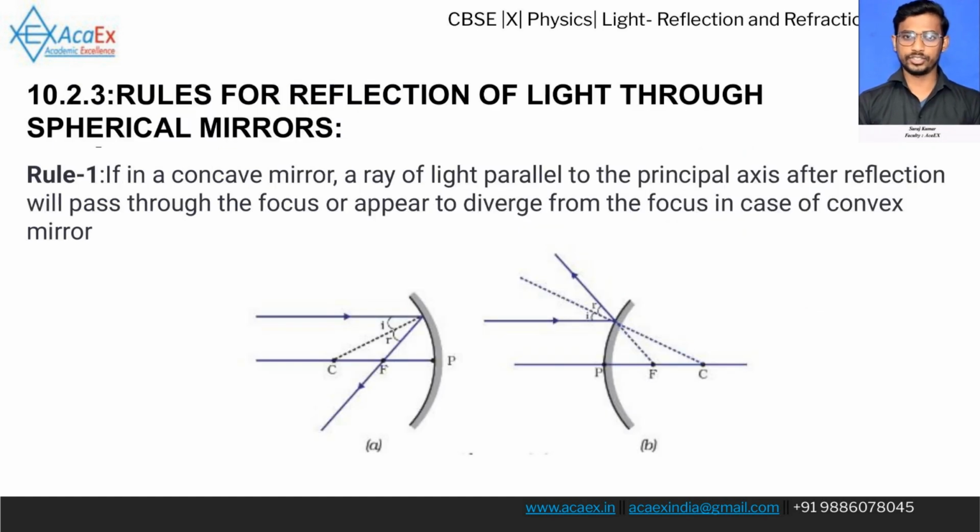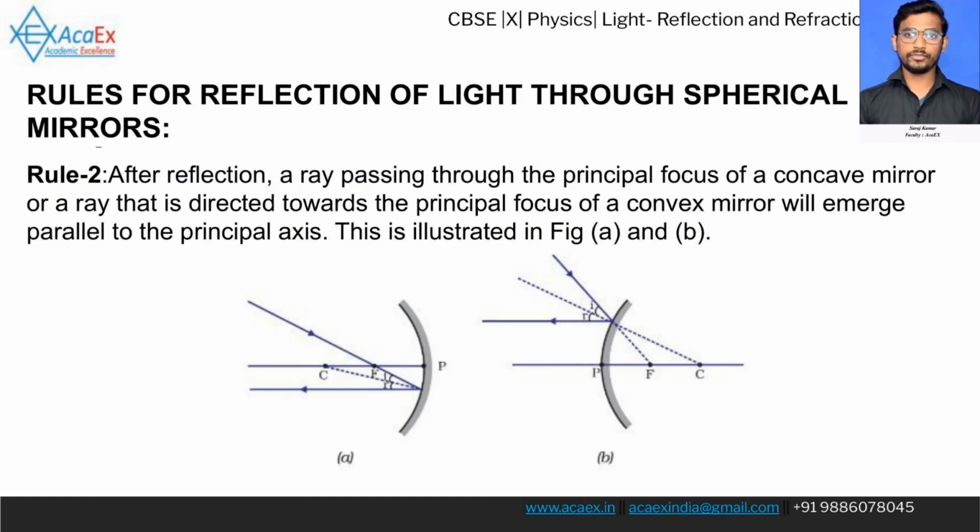Rule 1 for reflection from spherical mirrors. A ray of light that is parallel to the principal axis, after reflection, will pass through the principal focus in the case of a concave mirror, or appear to diverge from the principal focus in the case of a convex mirror. Rule 2 for reflection from spherical mirrors. A ray passing through the principal focus of a concave mirror, or a ray directed towards the principal focus of a convex mirror, will emerge parallel to the principal axis after reflection.